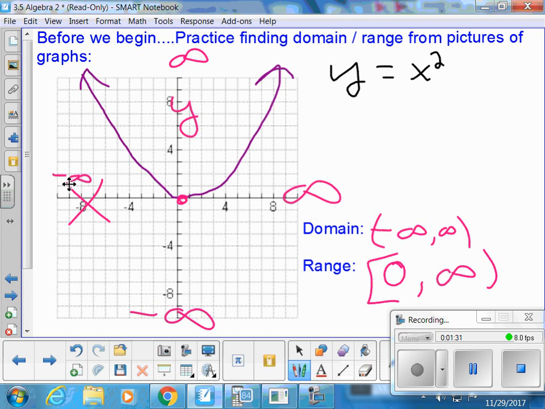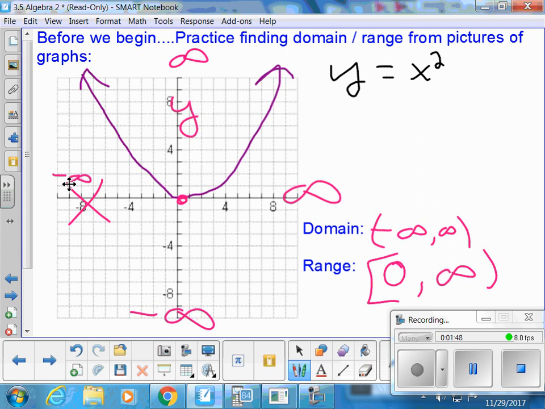Domain is where the graph travels on the x-axis, and range is where it travels on the y-axis. And if you're looking at an equation, domain is what values can go in for x, and range is what values come out for y. Inputs and outputs. Make sense?